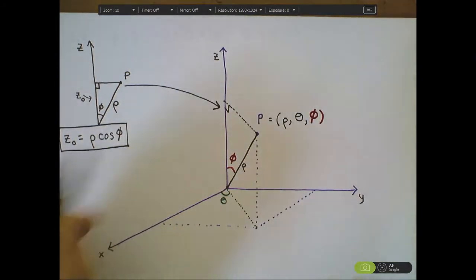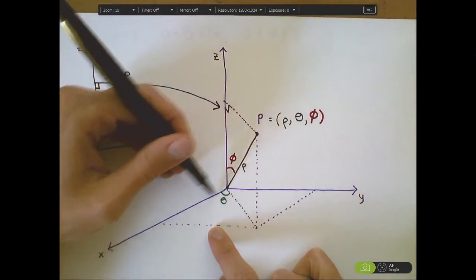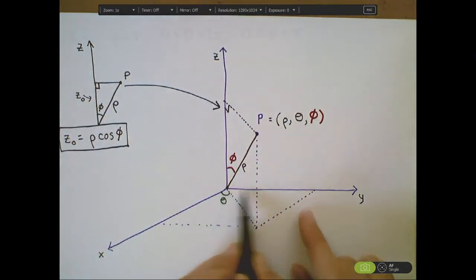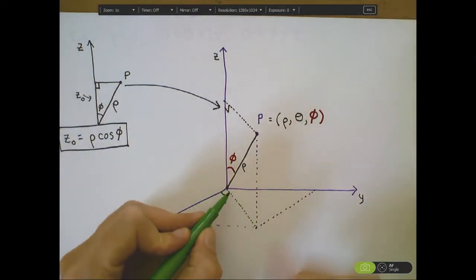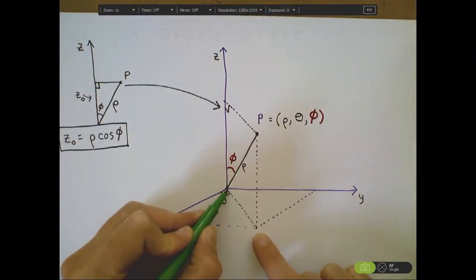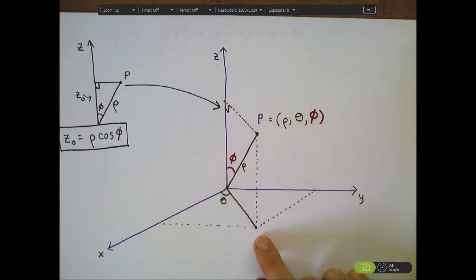Let's look at the other points. In order to look at those points, we're going to have to focus on what's going down in the xy plane. I want to know the distance in the x direction, and I also want to know the distance in the y direction. So let's look at the projection down into the xy plane.